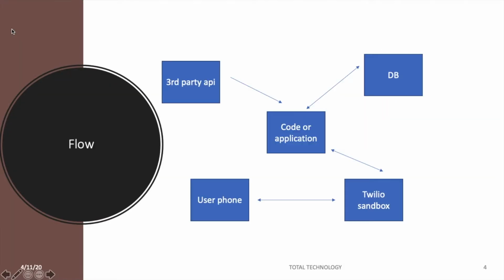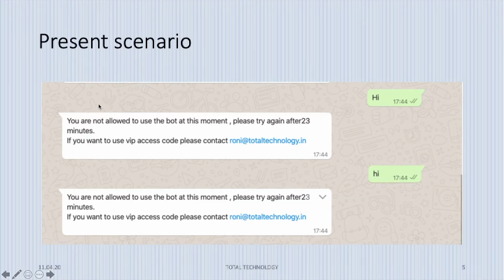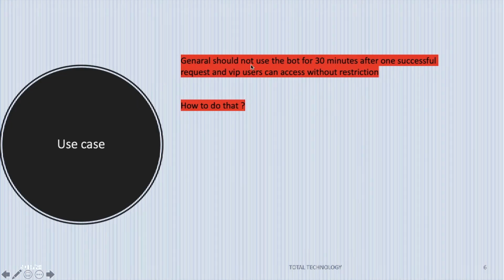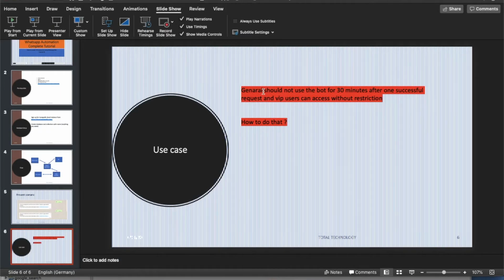For example, the current situation is this: you are not allowed to use this for 23 minutes. If you send one request and get the result, after that you get this message. But we are going to achieve this: general users should not use the bot for 30 minutes after one successful request, and a VIP user can access it without restriction. That is the thing we are going to achieve.